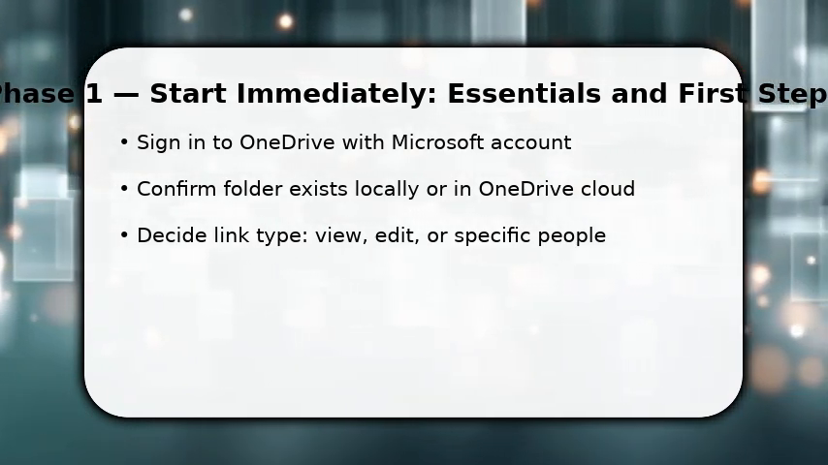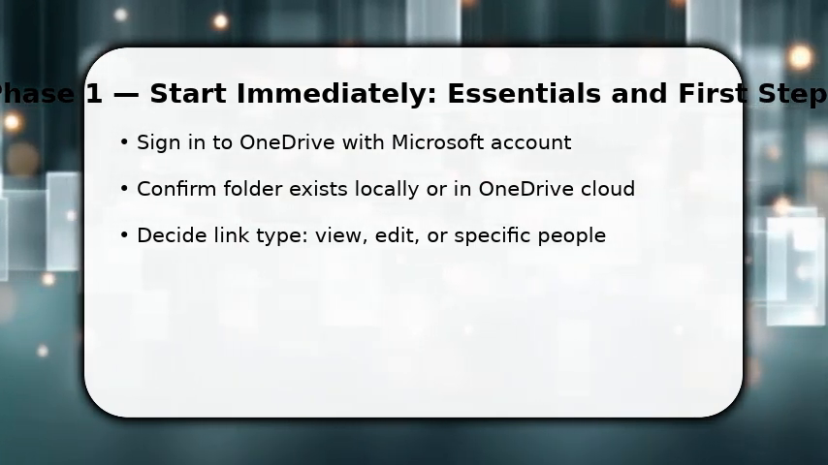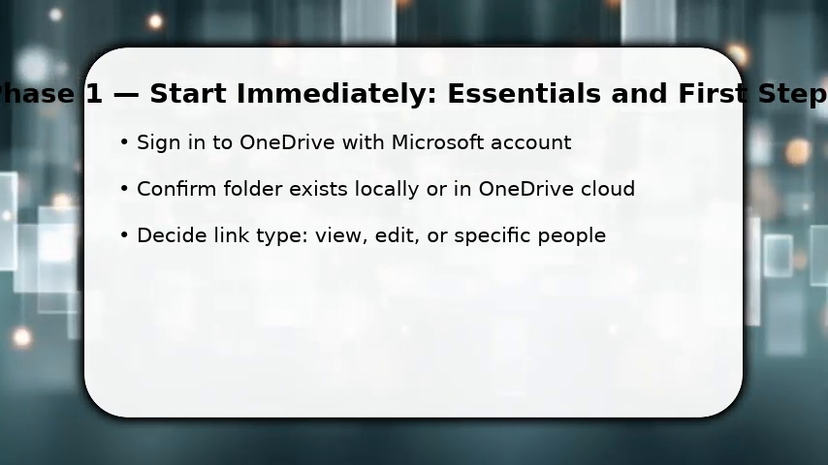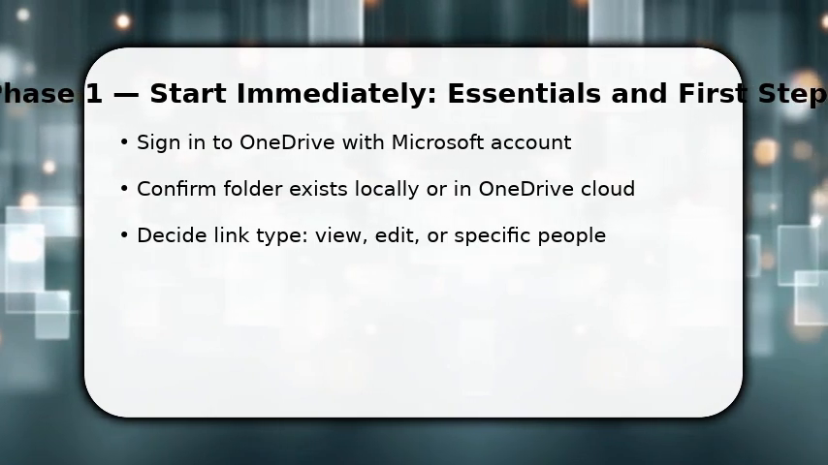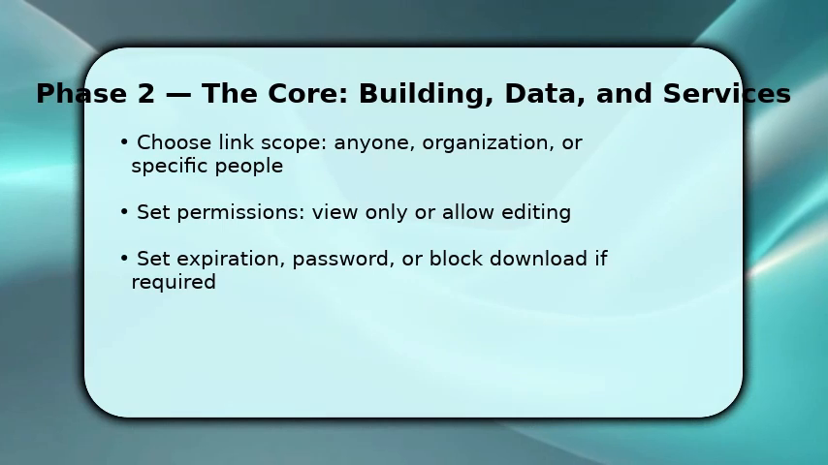Make sure to choose whether recipients should have edit or view rights, because that choice controls changes and security. You will modify link settings next to fine-tune expiration or password controls if needed. Now you create the share link and configure its scope and permissions.